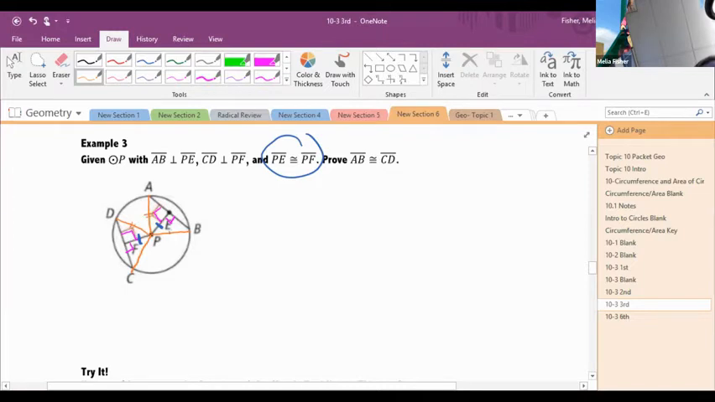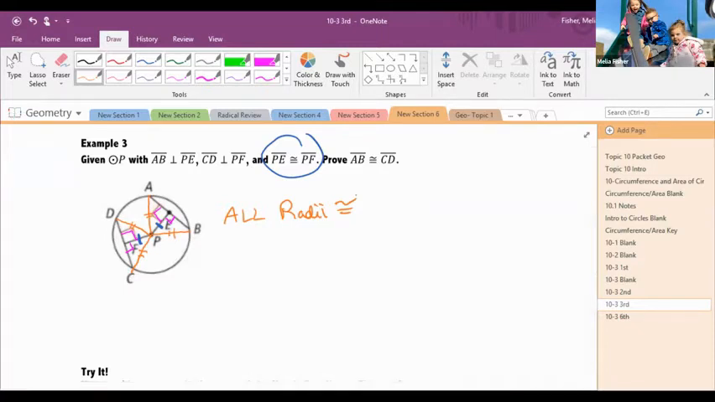All of those pieces are going to be congruent, right? Because all radii of the same circle are congruent. Okay, now there are 4 right triangles. Looking at the 4 right triangles, not just the 2 bigger triangles, but the 4 right triangles that we have here, can we prove that those are congruent? We can. Who knows how?